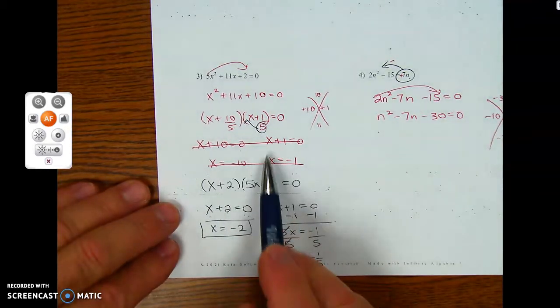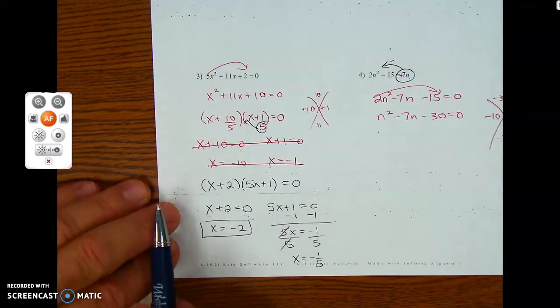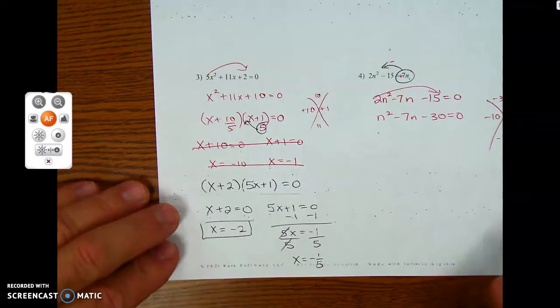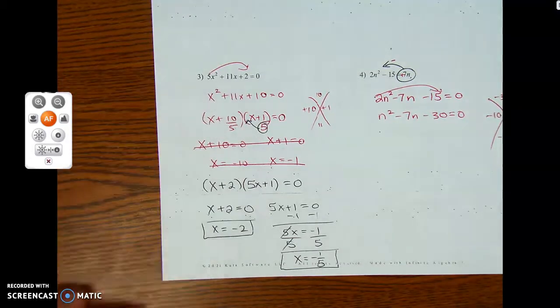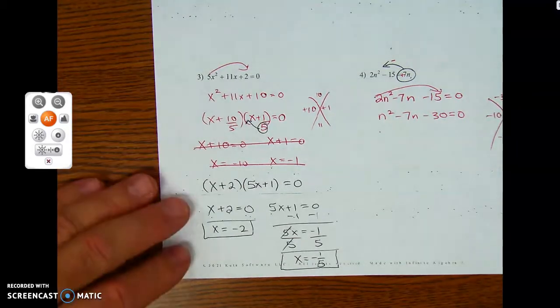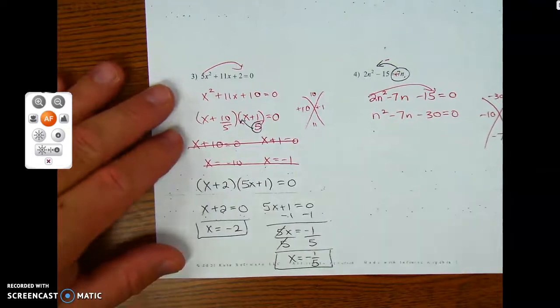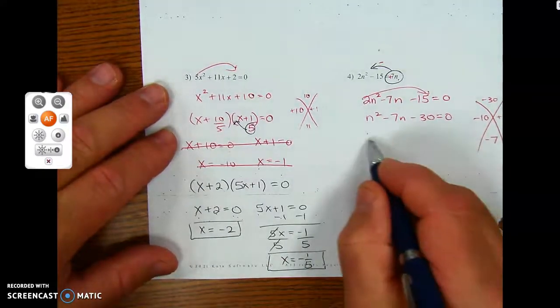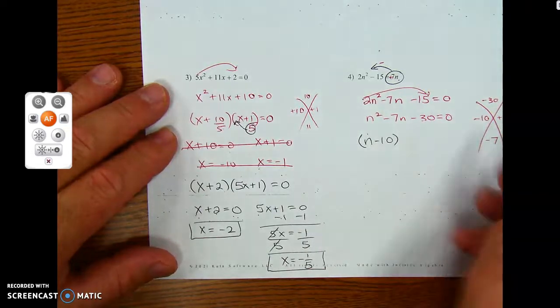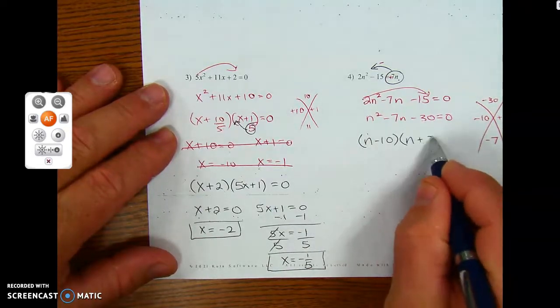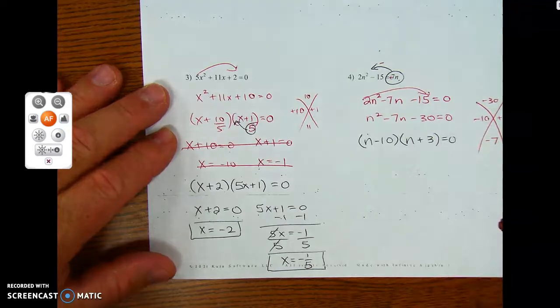Guys, I'm kind of glad I made that mistake just to show you that it happens and hopefully keep you from making the same mistake. I was going to record over it, but I thought it would be good for me to show you how I messed up right there. So now I'm going to do n minus 10 on this one times n plus 3 equals 0.